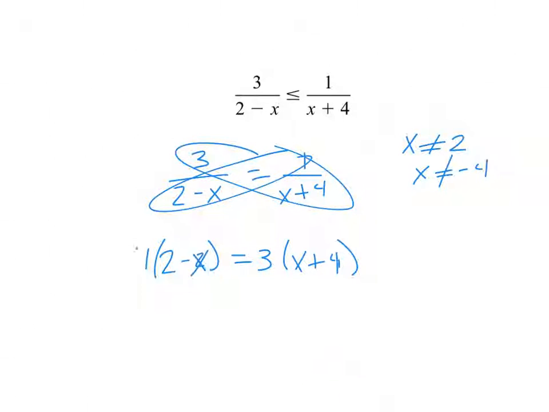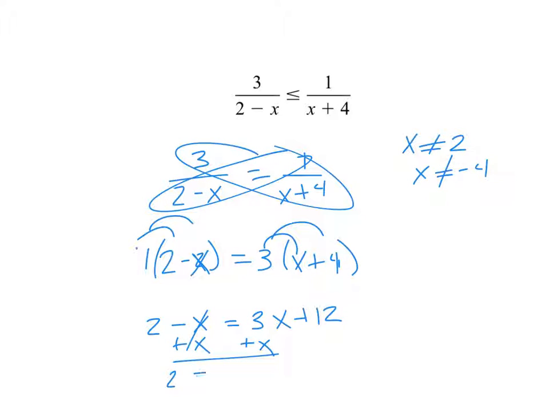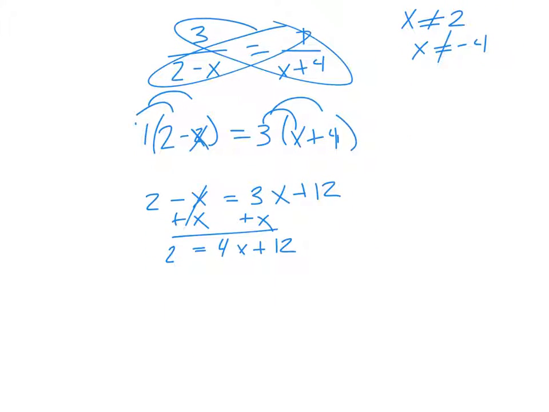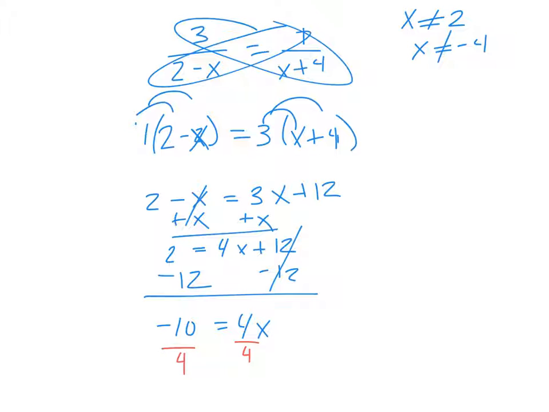This should be an x. So distributing this in, I get 2 minus x equals, distributing that in, I get 3x plus 12. Solving, I add x, and I get 2 equals 4x plus 12. If I subtract 12, I end up getting negative 10 equals 4x. I'm going to now divide by 4, and I get x equals negative 10 over 4.